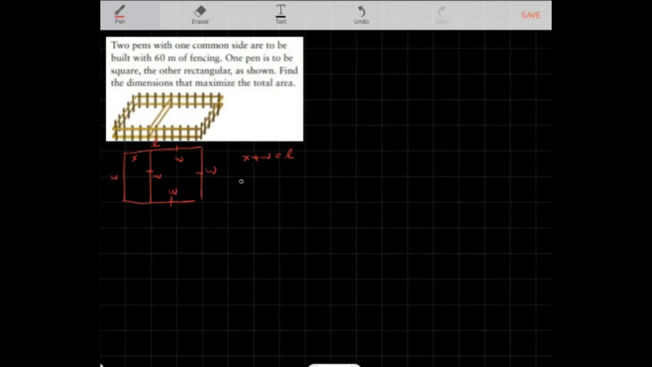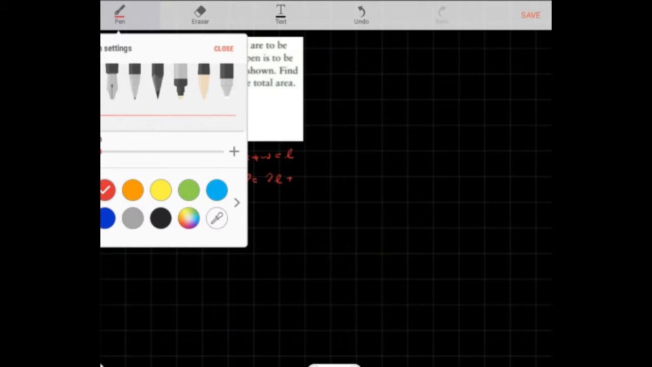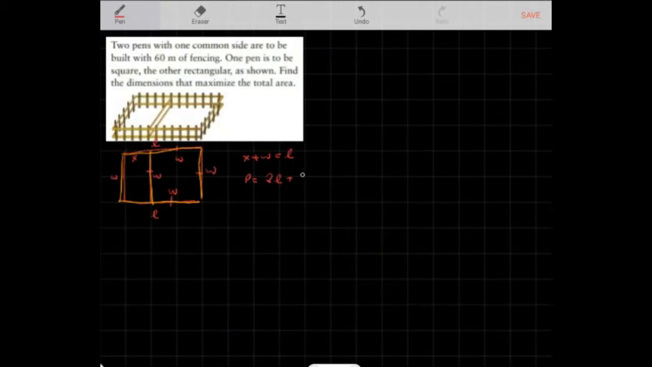In this case, the perimeter is 2 times length plus 3 times the width, because there are going to be 3 widths here. You're going to lay down a partition here, so you're going to lay down fencing all along there. So the amount of fencing, the perimeter, that you've laid down is 2 times the length plus 3 times the width, and this should be equal to 60 meters of fencing.